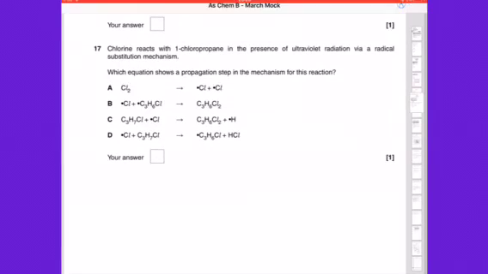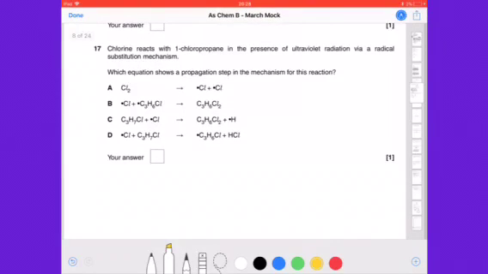Now, question 17 is to do with propagation steps. Remember that a propagation step is always going from a radical and a non-radical to form another radical and a non-radical. So immediately that narrows down your answer to either C or D, because both of the other steps either has two radicals or no radicals at all. Now, what you have to remember with propagation steps is that the chlorine radical or the halogen radical will always steal a hydrogen from the alkane molecule, and therefore the only correct answer can be D.